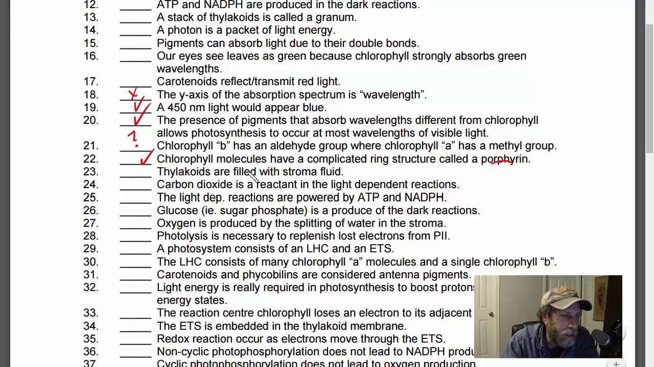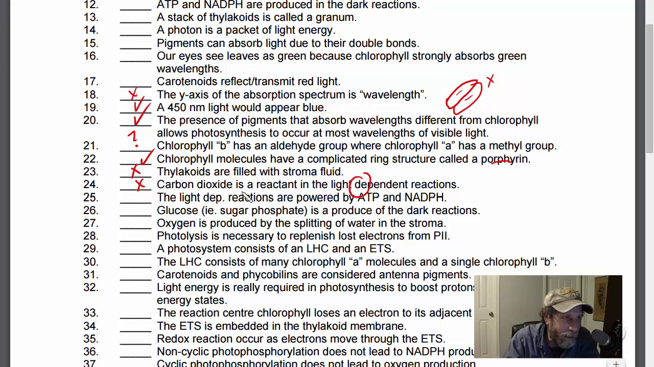Number 23. Thylakoids are filled with stroma fluid. That's craziness, right? If you've got a thylakoid like that, and they've got a little interior, well, the stroma's out there, all right? So that's not true. Number 24. Carbon dioxide is a reactant in the light-dependent reactions. That's also not true. Carbon dioxide is a reactant in the light-independent reactions, in the Calvin cycle or dark cycle.